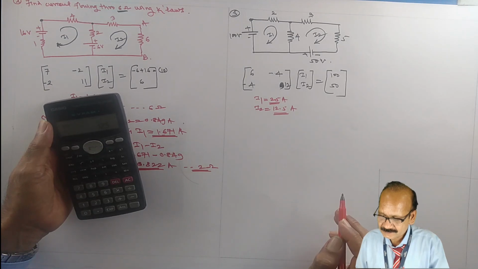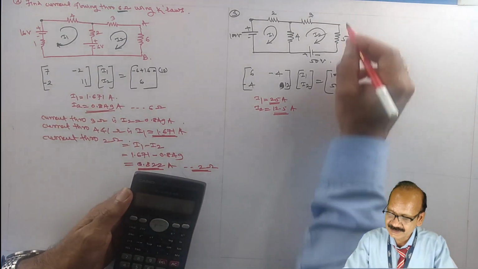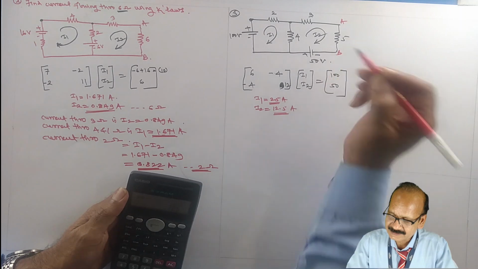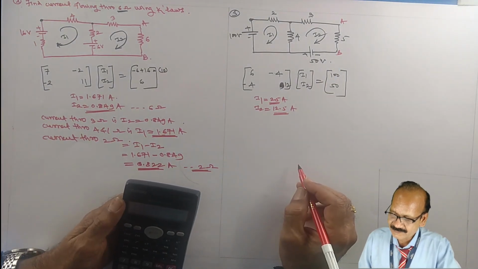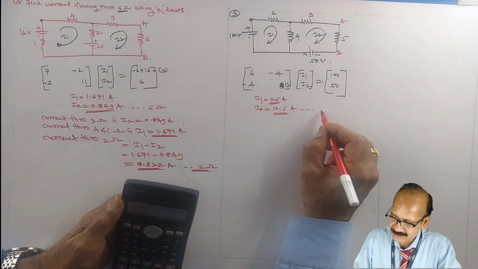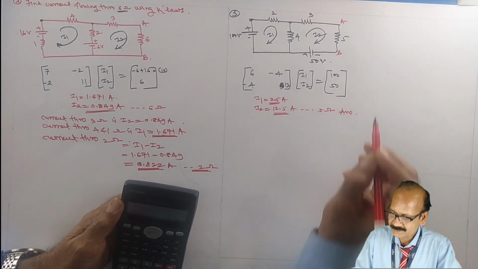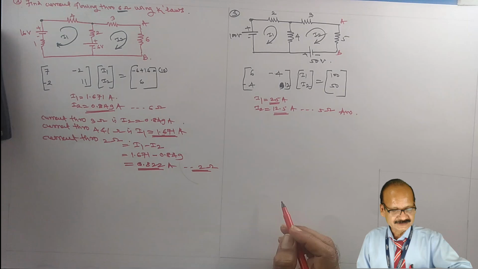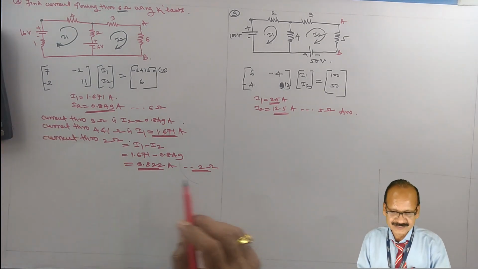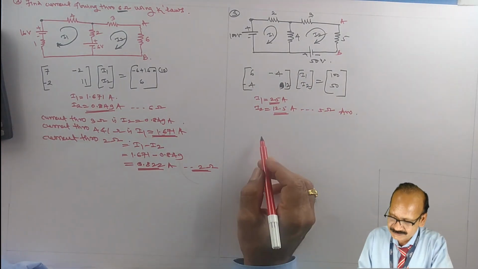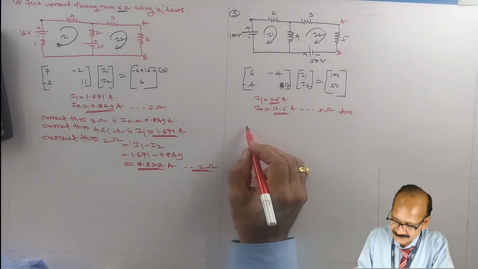So the current flowing through, here it is, say AB. It is asked to find out current flowing through 5 ohm resistance. So this is the current flowing through 5 ohm resistance. This is the answer. Now the same question you can solve by other way also. Let us choose the direction in counterclockwise direction.